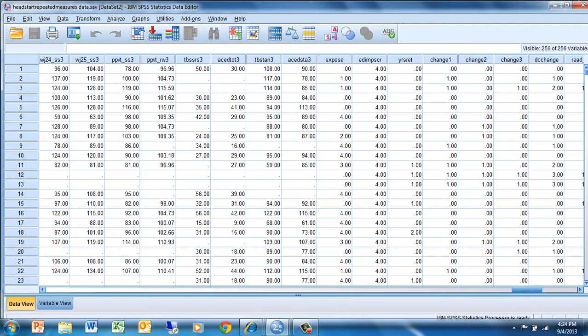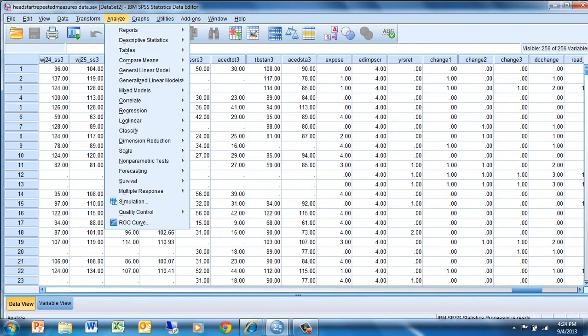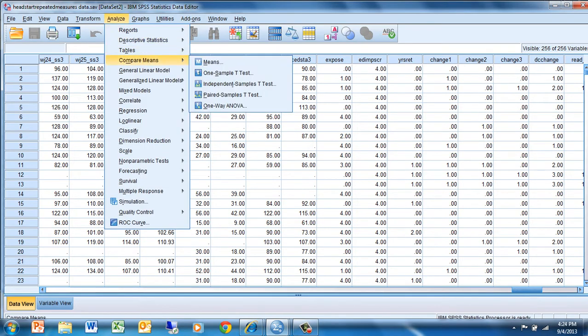Some of the data that was gathered on these kids during this time were Peabody Picture Vocabulary Test scores and Woodcock-Johnson achievement scores. Our primary concern for this analysis is we want to compare the Peabody Picture Vocabulary scores for first grade and for second grade for the same set of kids. To conduct that analysis, we are going to go to Analyze, Compare Means, Paired Sample t-test.